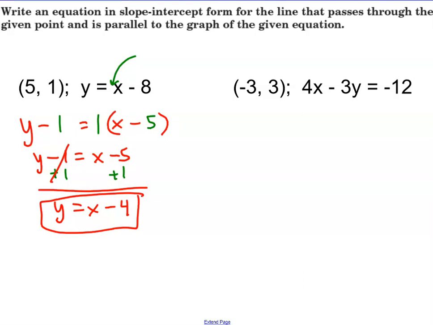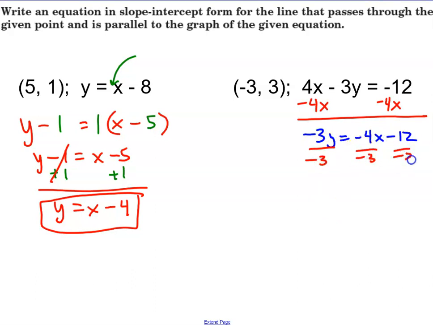All right, now let's do the harder question. So I've got my point, but I don't have my slope. So it looks like I'm going to rearrange this problem over here. So that's going to give me -3y equals -4x minus 12, clear my coefficient here. And now watch my signs very carefully. See what happened there? -4 divided by -3 is +4/3, and -12 divided by -3 is +4.